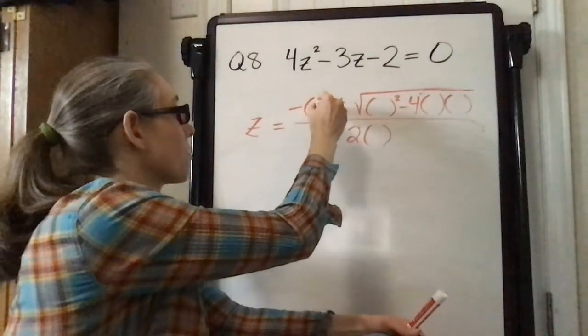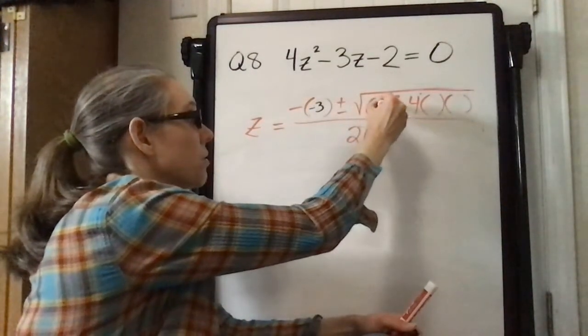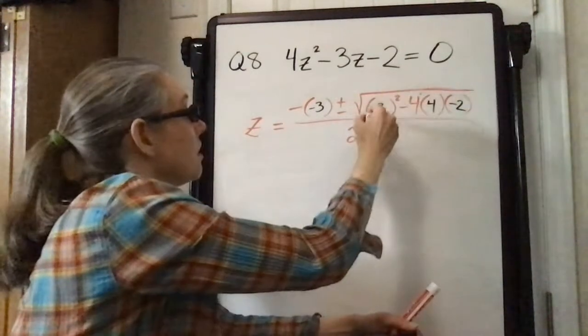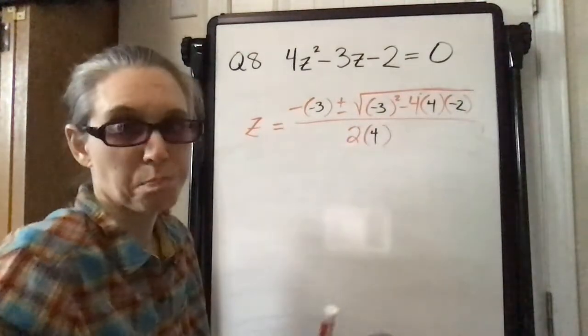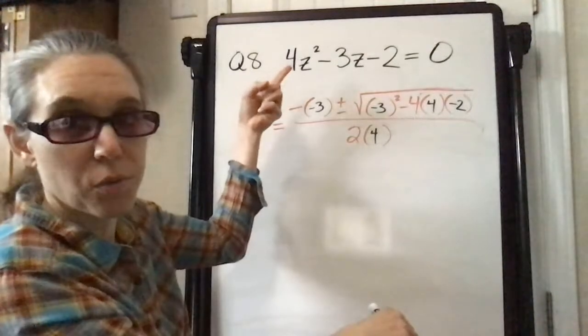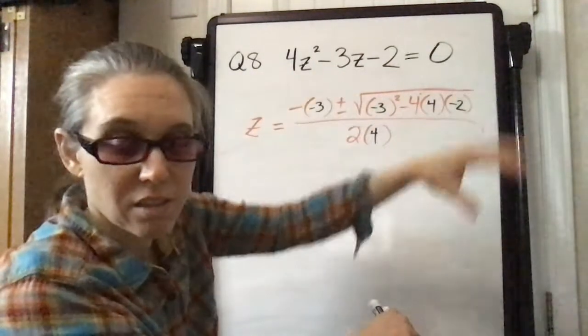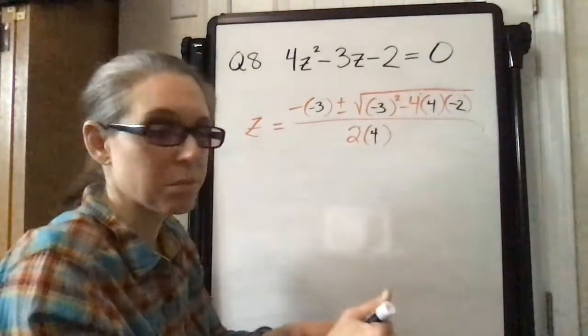Negative b plus or minus the square root of b squared minus 4ac all over 2a. Okay, so a is 4, b is negative 3, c is negative 2. I'm just plugging this into the quadratic formula, and now I simplify.